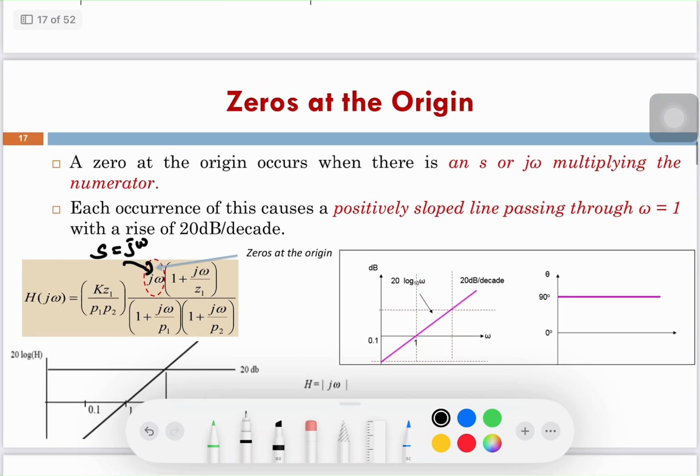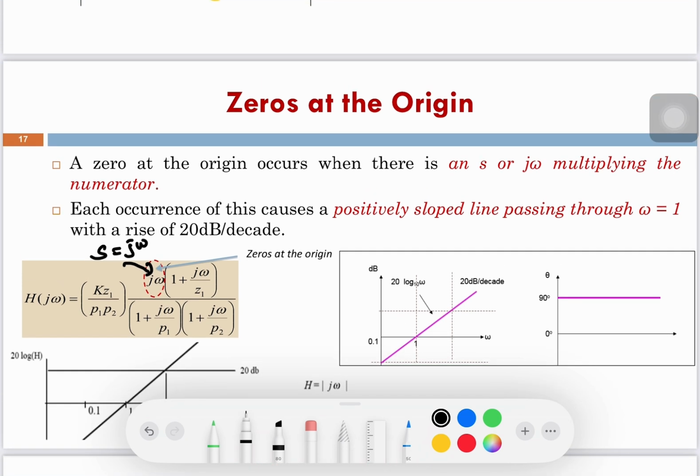Okay, what does it mean with the zeros at the origin? The zero at the origin occurs when there is an S or J omega multiplying with the numerator. Each occurrence of this causes a positive slope line passing through omega 1 with a rise of 20 decibel. Meaning that dekat kosong ni, dia akan go through dekat 1. Okay, after 1 dia akan jadi 10, right? Because of the 10 volt, so dia akan naik 20, so dia akan naik 40 macam tu lah.